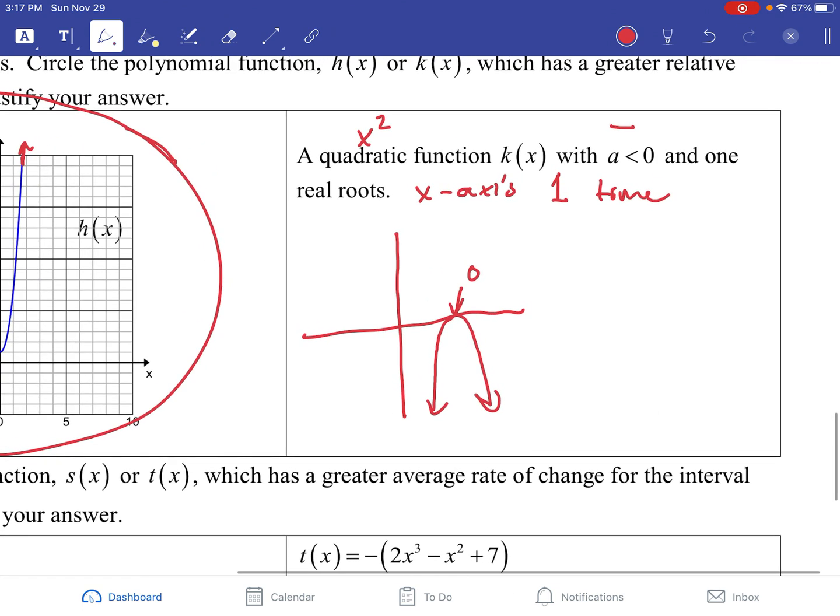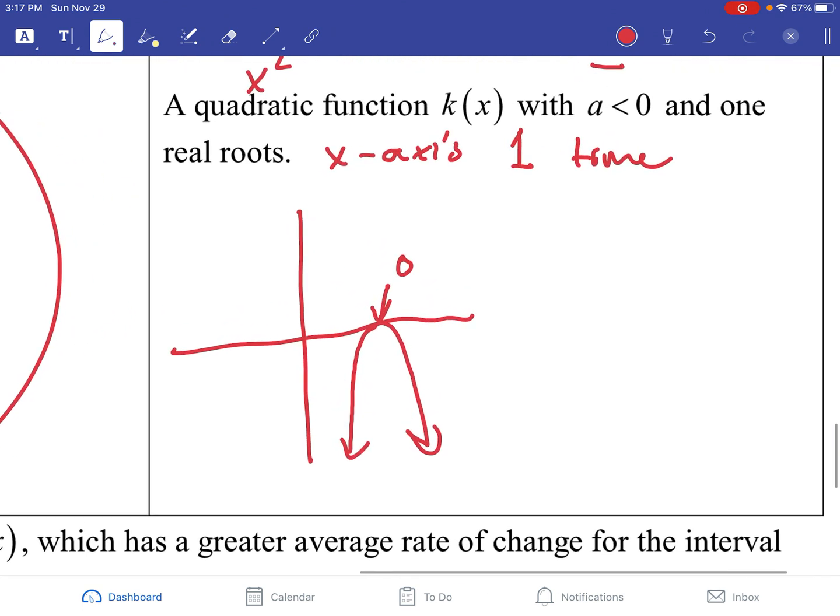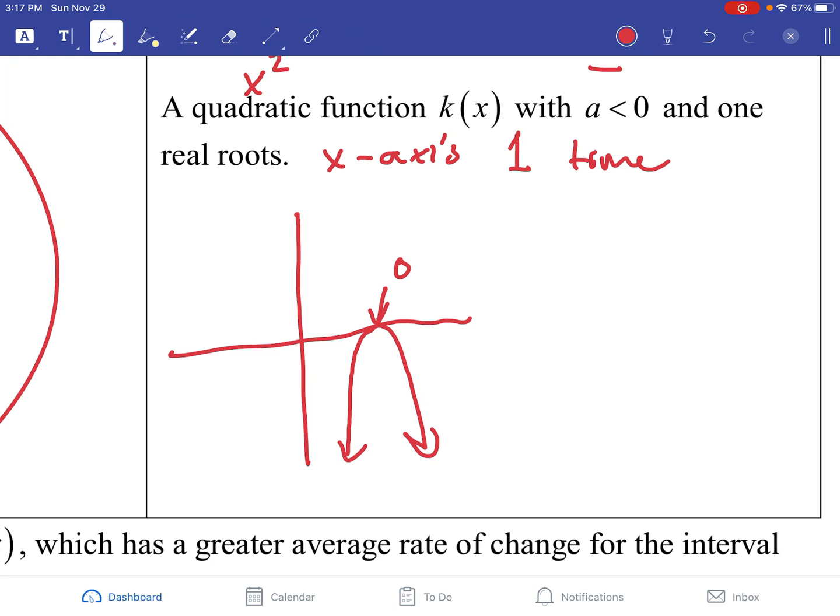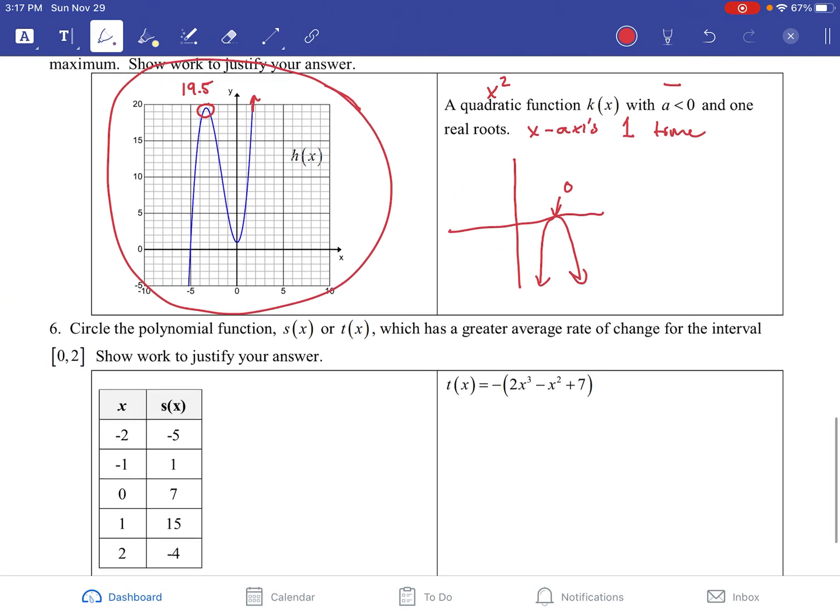Okay. If this was any higher as the quadratic graph, it would have two x-intercepts, so it would have two real roots. Since it can only have one, it's got to hit the x-axis and then bounce back down. Right? So it can't be any higher than that. All right. Last example.